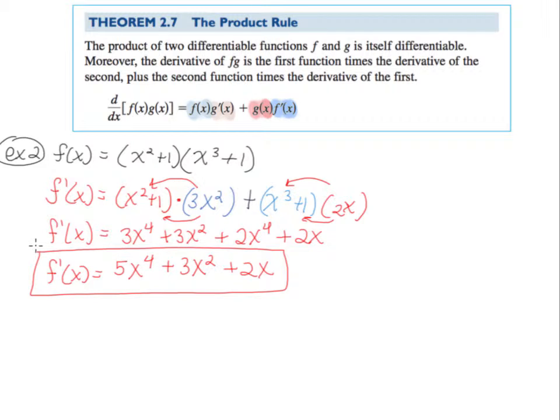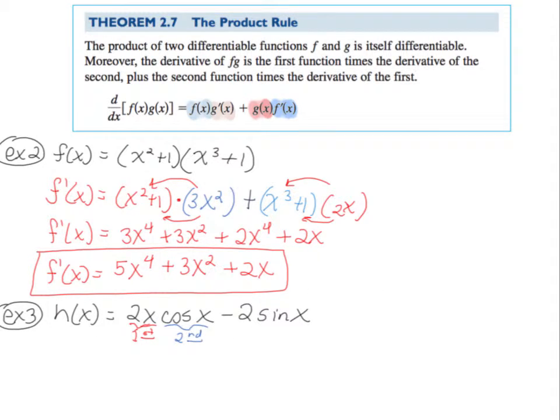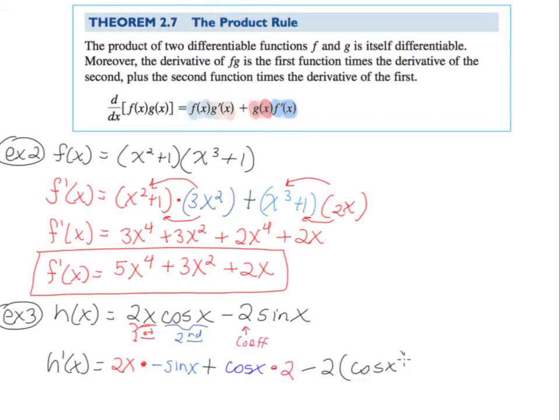Okay, for example 3, let's try a slightly more complex problem. For the first term, 2x cosine of x, we will need to do our product rule. And then we have 2 times sine of x, so that's just a coefficient, so do not use a product rule for the second term. So I take my first times the derivative of the second, plus the second times the derivative of the first, minus my constant times the derivative of sine of x.